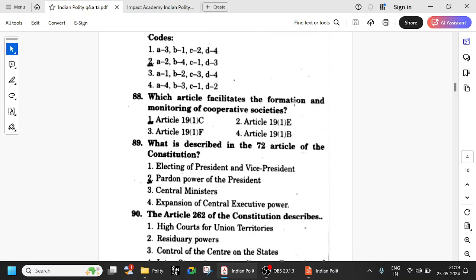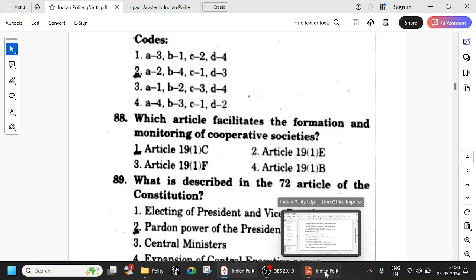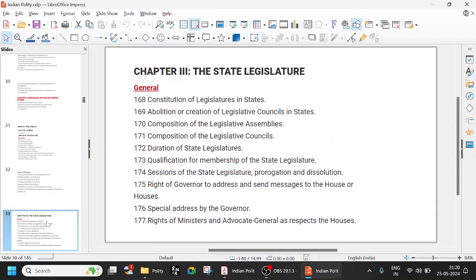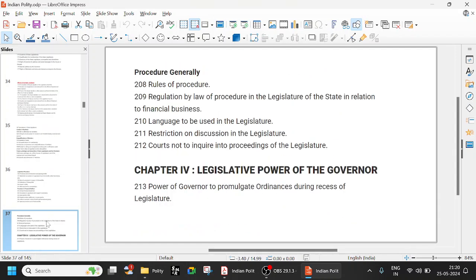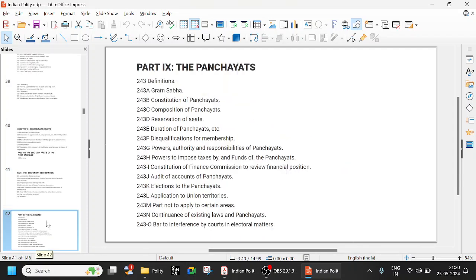So which article facilitates the formation and monitoring of cooperative societies? So cooperative societies is very recent. Okay, 191C. So you also have cooperative society in 243. See, 243, Panchayats will start. 243 A, B, C, all these things. You also have to remember these things also. The subsections are also asked.